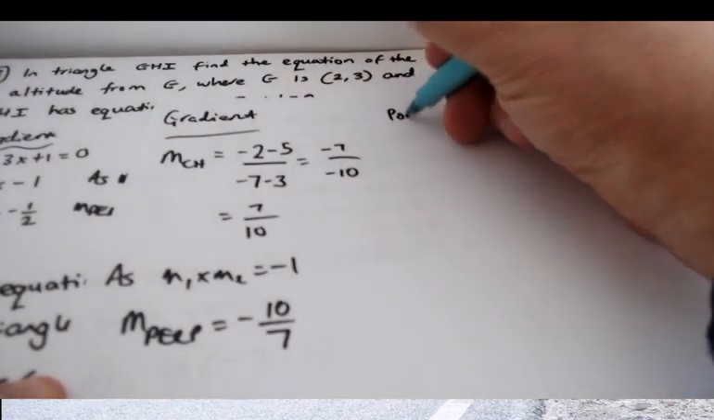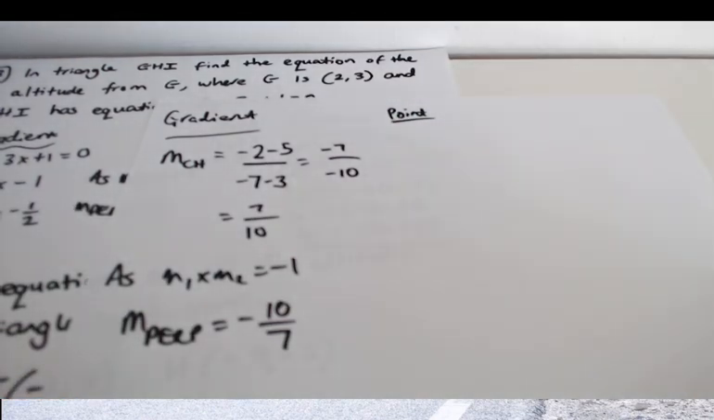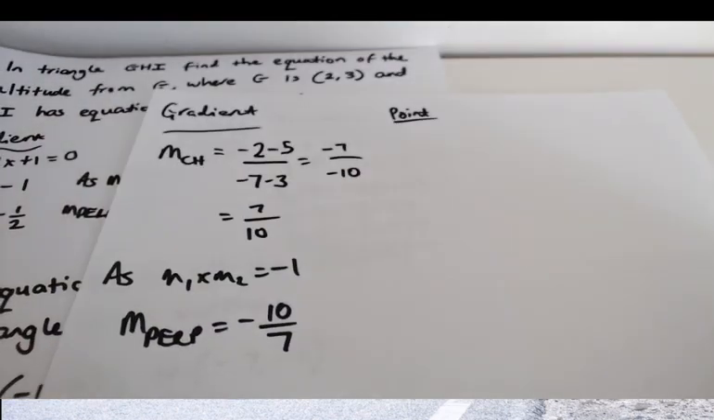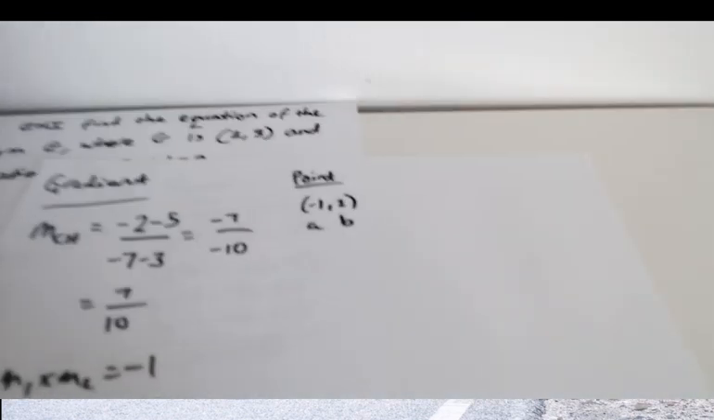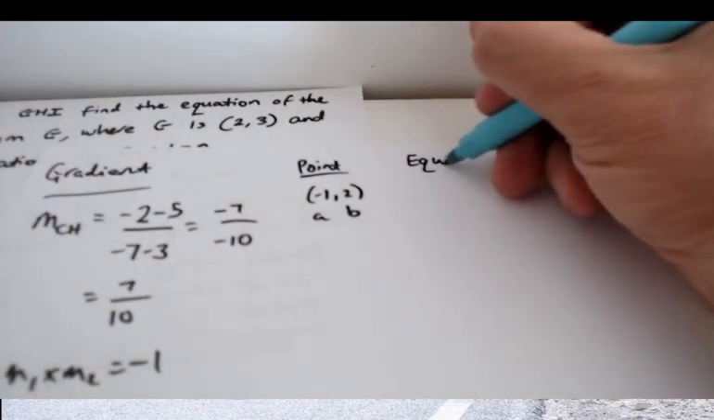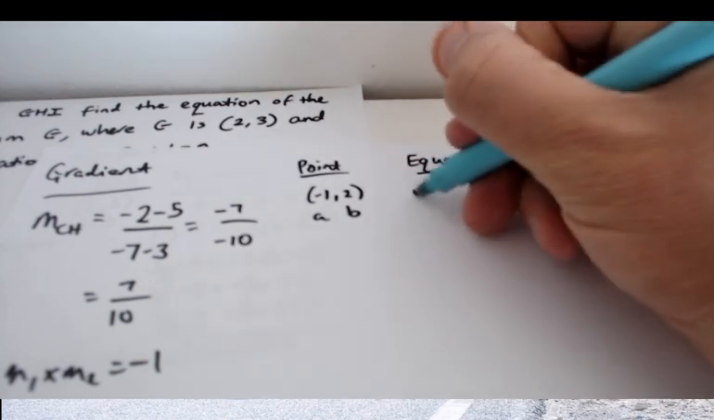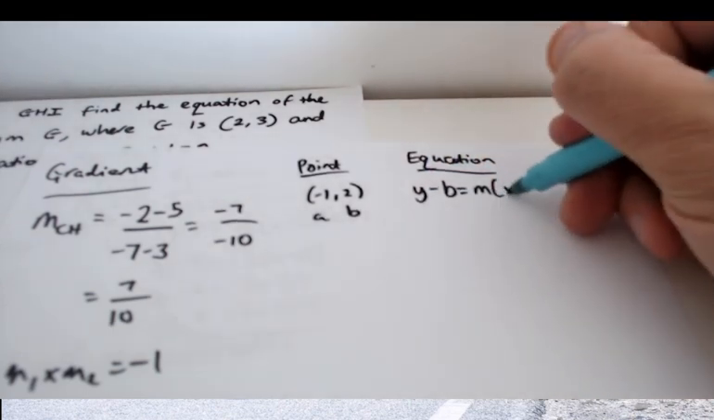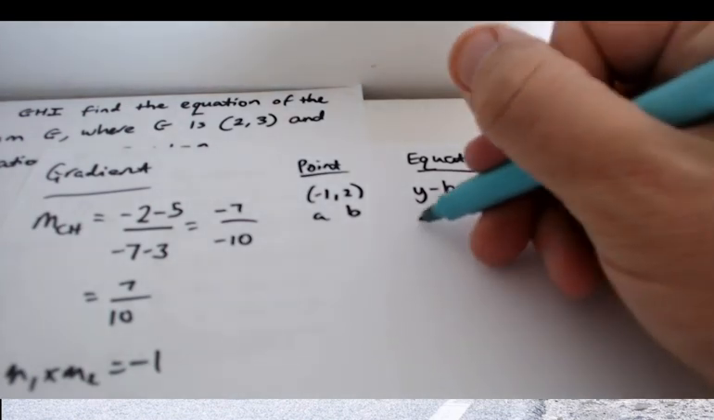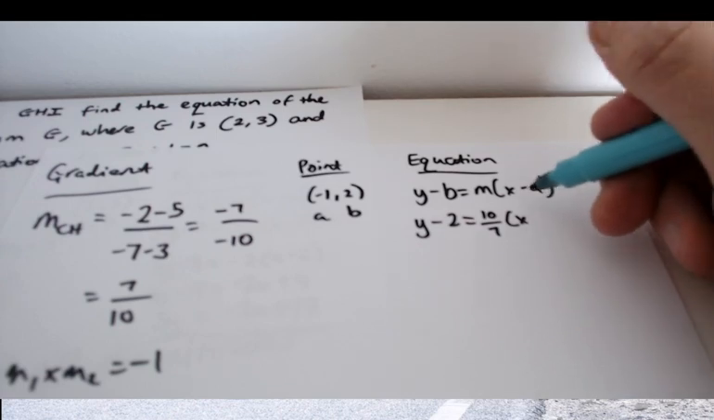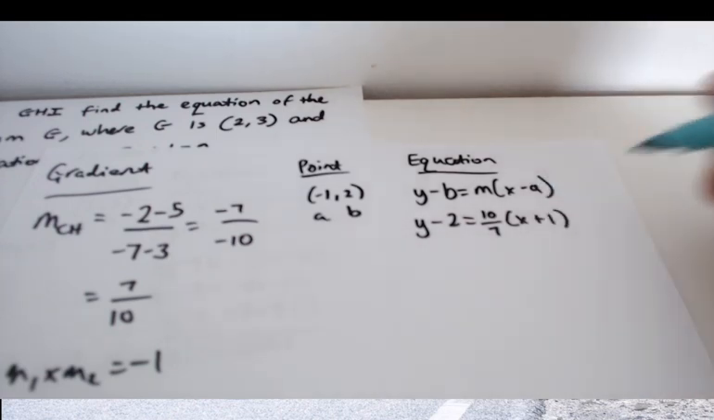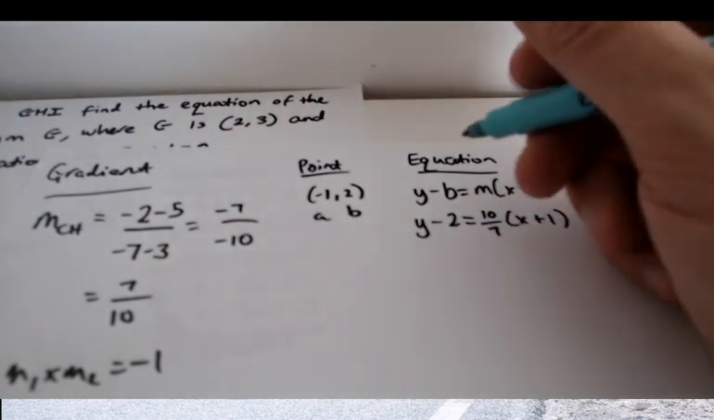Point. So I'm doing the altitude from F, and point F is -1, 2. Equation. Y minus b equals m bracket x minus a. That's going to give me y take away 2 equals -10/7 x take away -1. So just go straight to add 1 if you feel comfortable doing that. If you want to write it out longhand and waste a second line, be my guest.